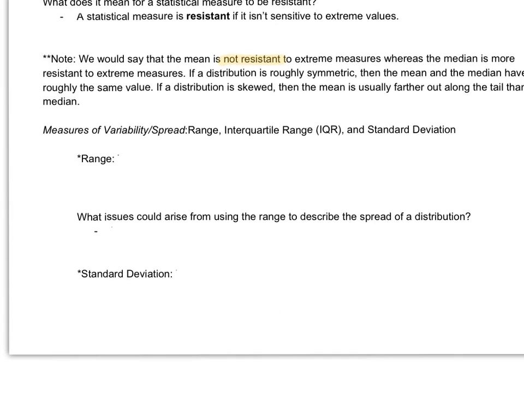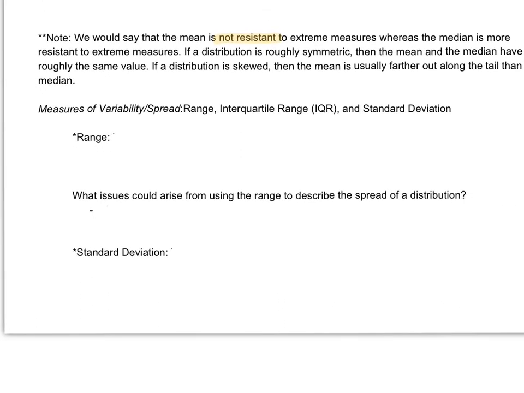Now, the next thing we need to think about is a measure of variability or spread. So how consistent are the numbers? Are they really close together? Are they more spread apart? Are they more variable? Do they change more? Okay, so we have basically three ways that we measure variability. One is something you should be familiar with.